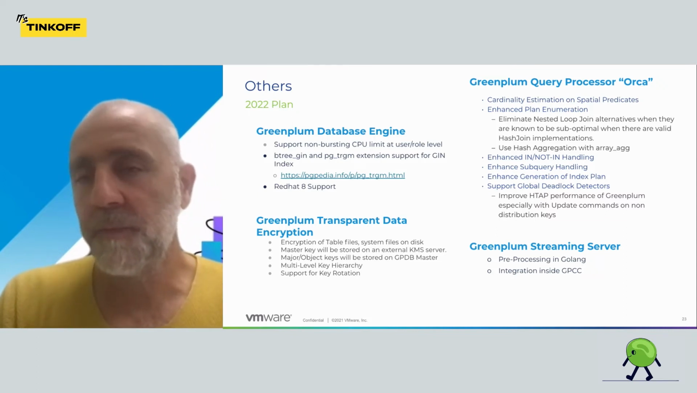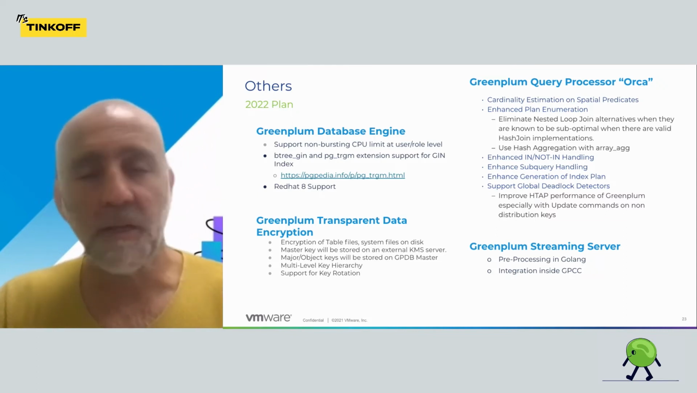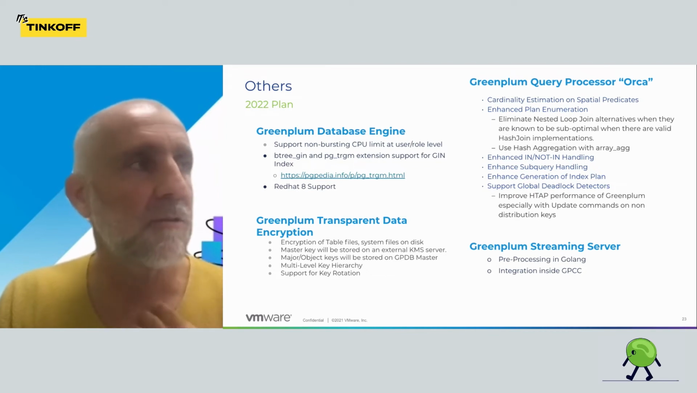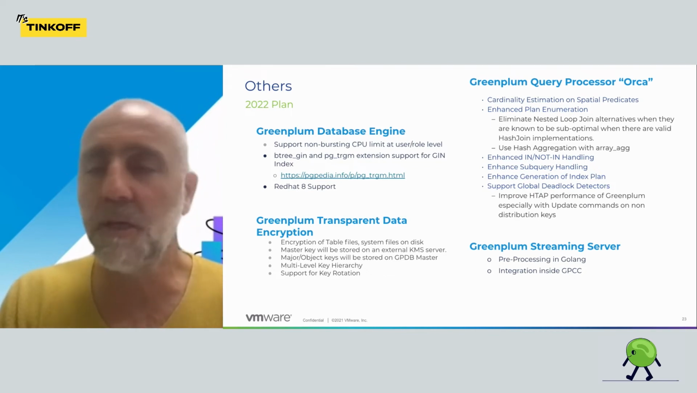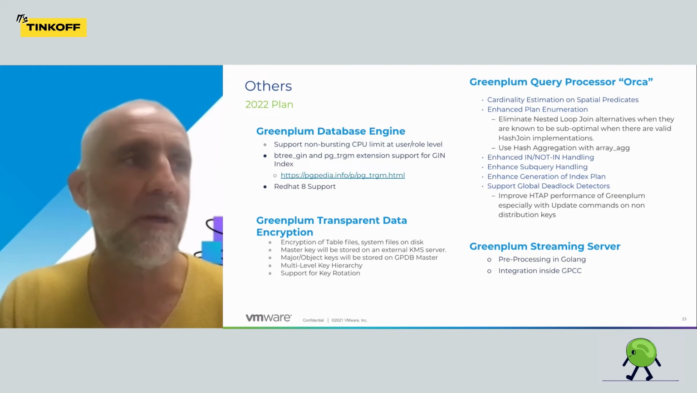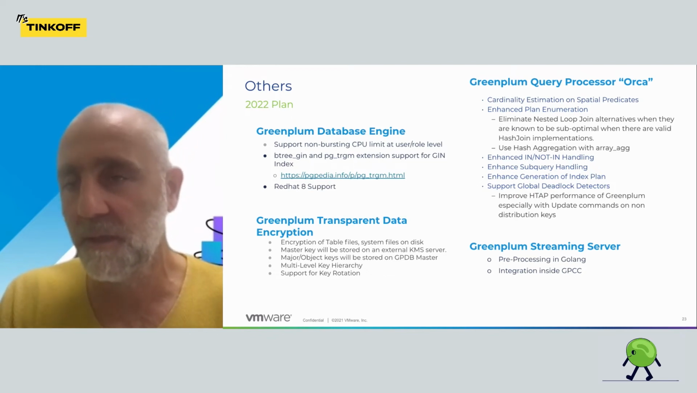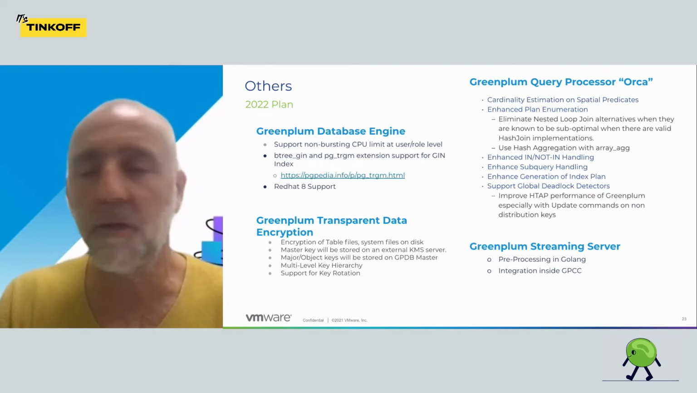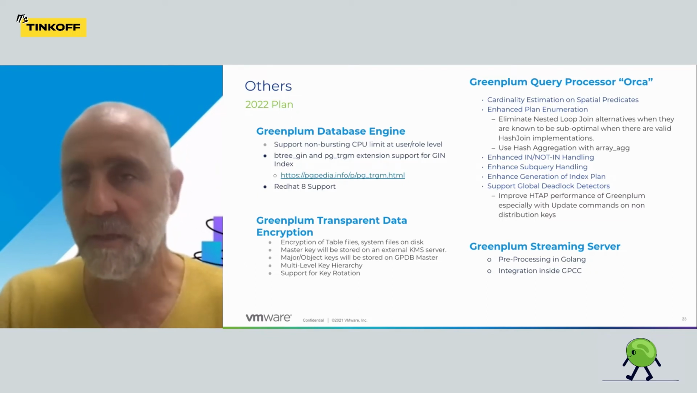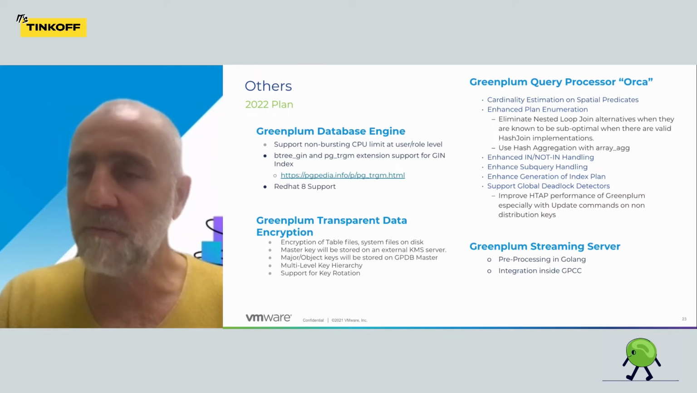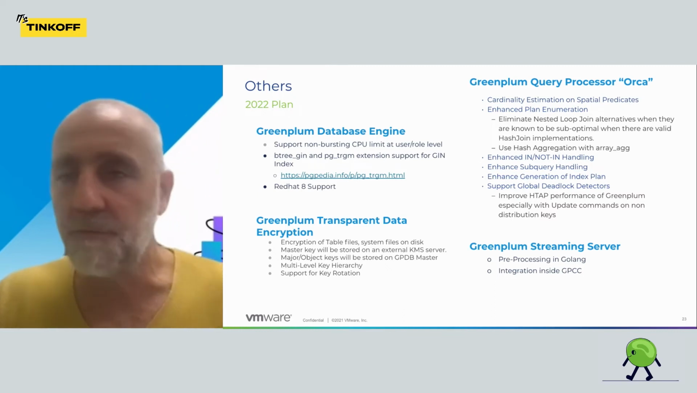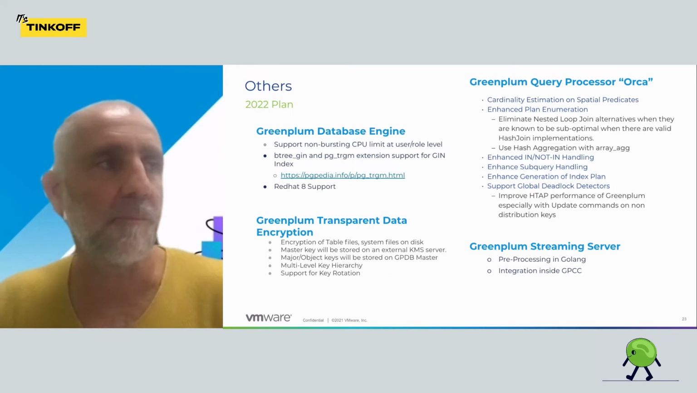Another improvement will be, again, I come back to the Postgres extensions. We'll support the pg_trgm extension for inverted index, and I will show you some examples, and also the B-tree GIN index. And this is something very interesting, especially when you have to query text.